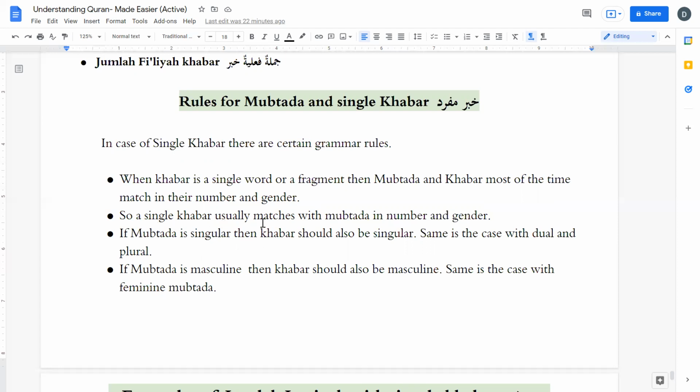A single khabar usually matches with mubtada in number and gender. If mubtada is singular, then khabar is singular. If mubtada is dual or musanna, then khabar is musanna, and so it is for the plural form. If mubtada is plural, then khabar is also plural. The same is for gender. If mubtada is masculine, then khabar is masculine.